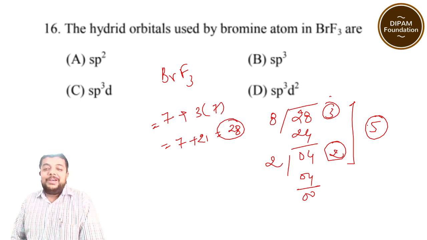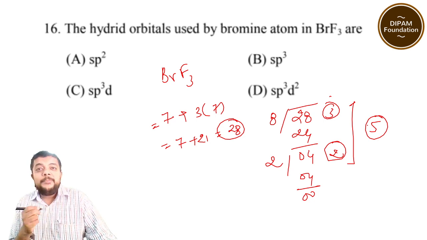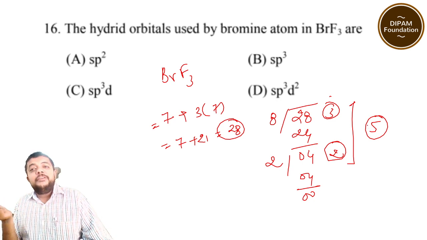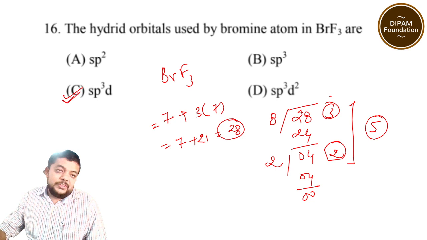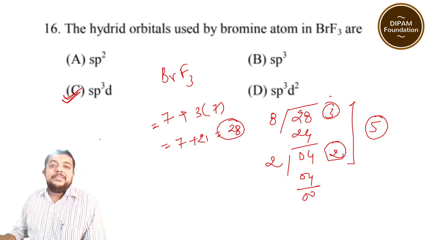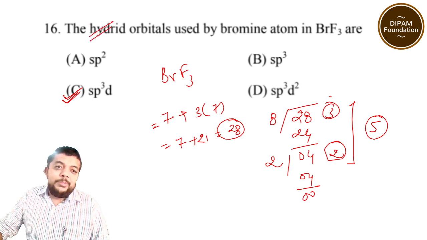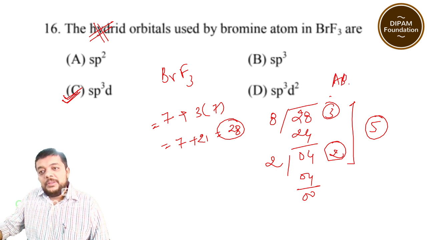When the total is 5, the hybridization is sp3d, because if the total is 2, it is sp. If the total is 3, it is sp2. If the total is 4, it is sp3. If the total is 5, it is sp3d. And therefore the hybridization over here is sp3d hybridization. Over and above this, the type of molecule is AB3L2, 3 plus 2.